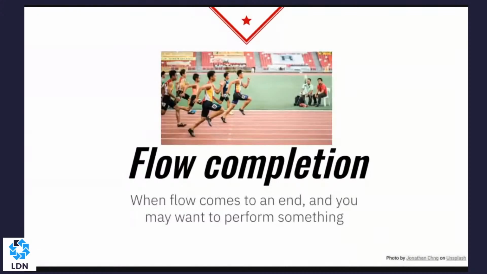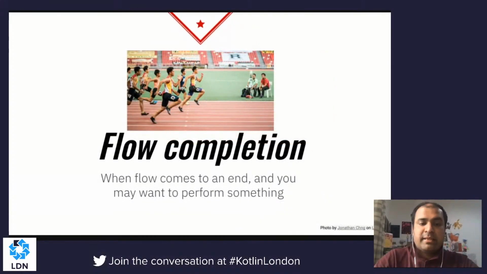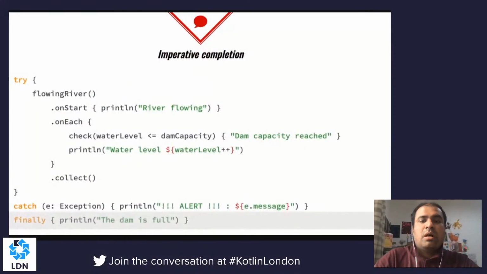Okay, is there any way I come to know about how, when, and where the flow is completed? So the answer is yes. Flow provides you two different ways to be aware of when the flow is completed. The first is called imperative collection. We basically call again try, catch, and finally, and at the end finally will be called, and you got to know that flow is finished.